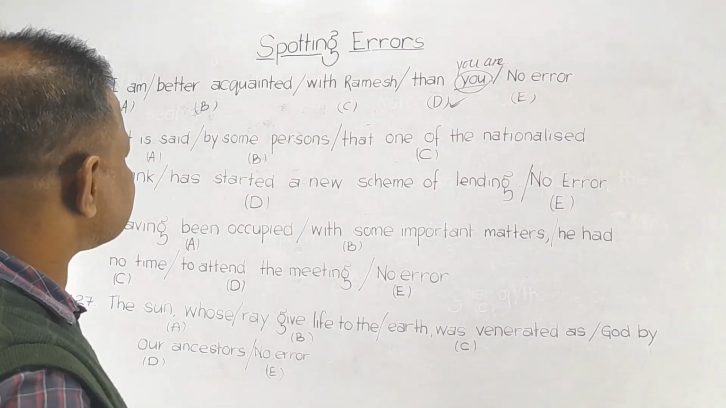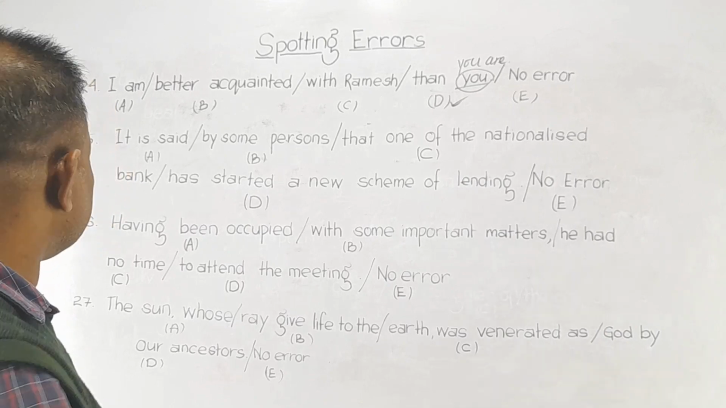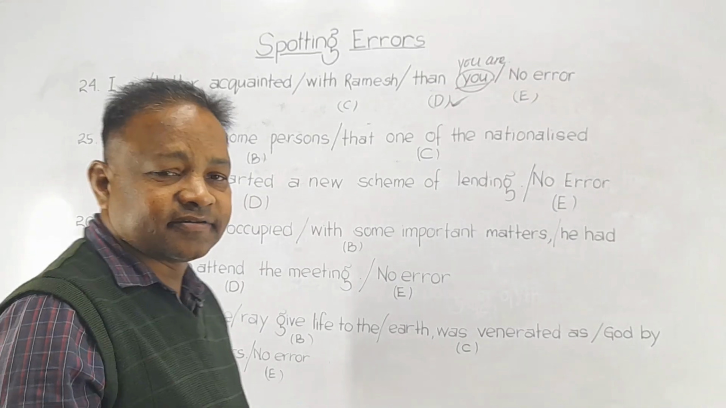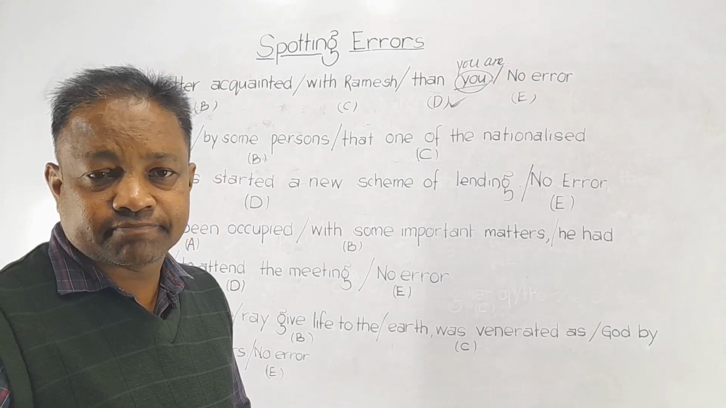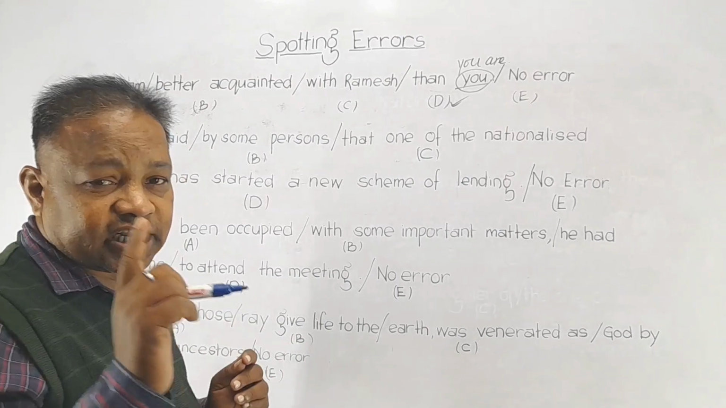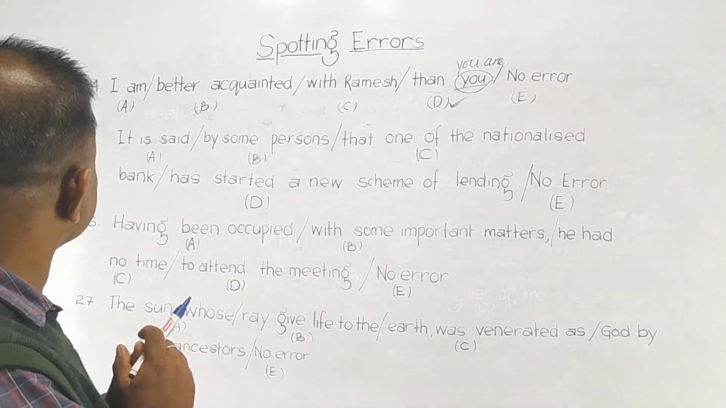Number 25. It is said by some persons that one of the nationalized bank has started a new scheme of lending. This question seems a correct one. Yes, but it contains an error. Let us find out where is the error.